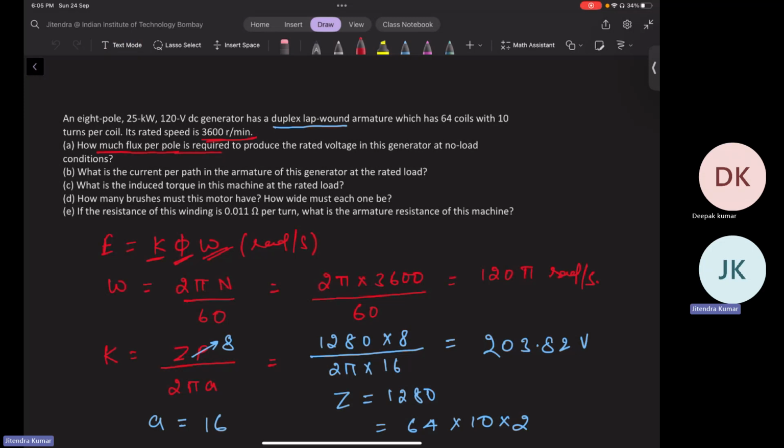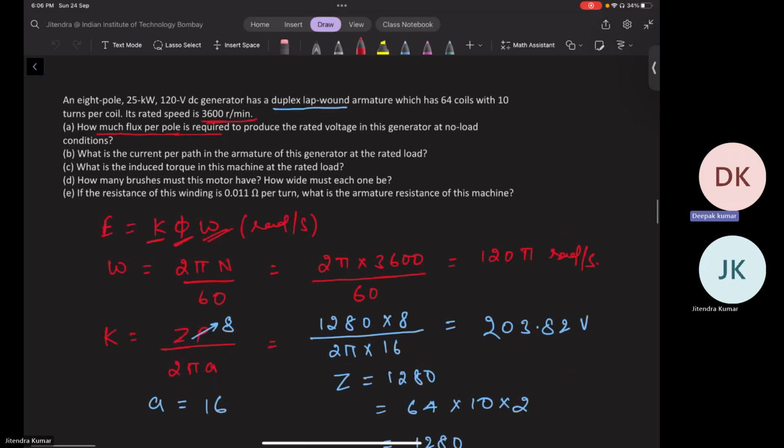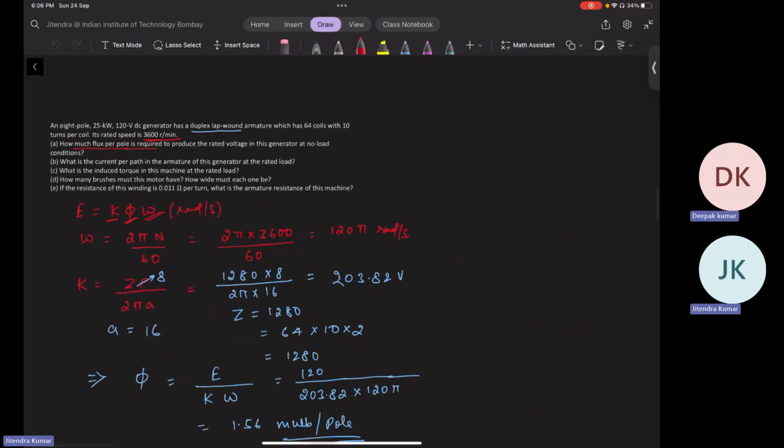So total current, do you know how to find? It is not directly given in the problem. Actually, I must have told in the last session as well how to calculate that. Sir, because they did give the power and voltage, so we can calculate current. Yes, certainly. So that is a way. So 20,000 divided by 120 volts.